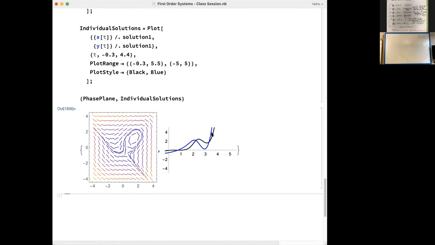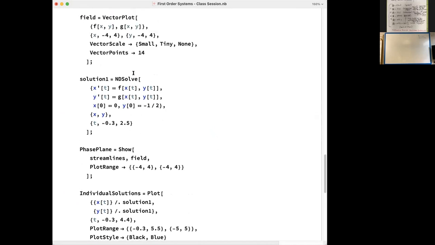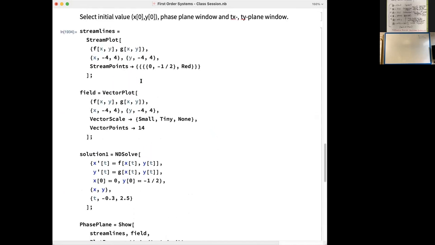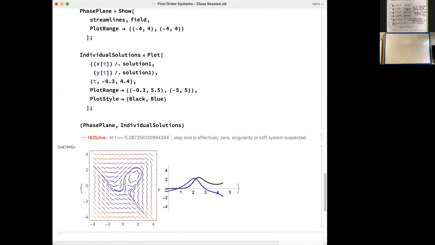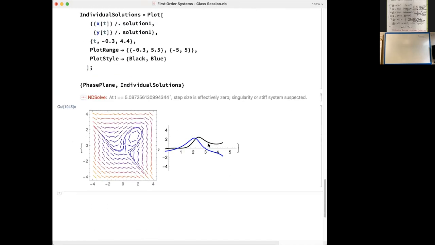What's going on here? Well, that blue and black wiggle right here could be going around the equilibrium point. What's happening here at about 3.5 seconds? I got two options. Either I'm not showing a big enough window, or I may not have done enough in the numerical solver. Remember, I only ran the numerical solver for 2.5 seconds. Let's adjust that to 5.5 seconds. Okay, now I got more truth.